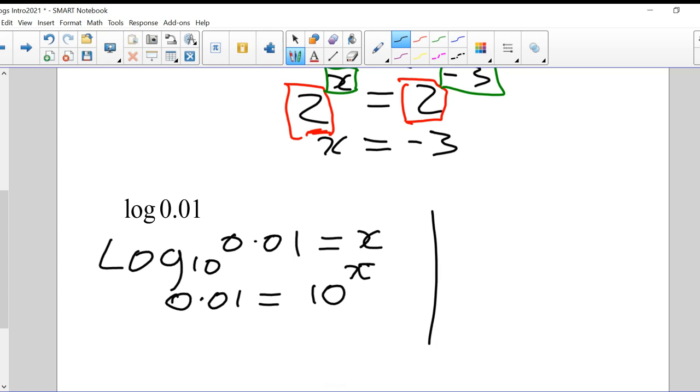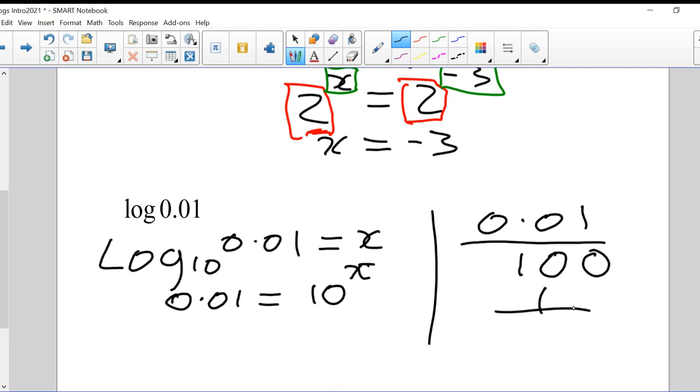If I have any decimal, and we'll use 0.01, if I want to make it into a fraction, I put 1 for the decimal and 0 for everything else after it. So there are two numbers, so I put 0, 0. So that's equal to 1 over 100. So 1 over 100 is the same thing as 0.01.